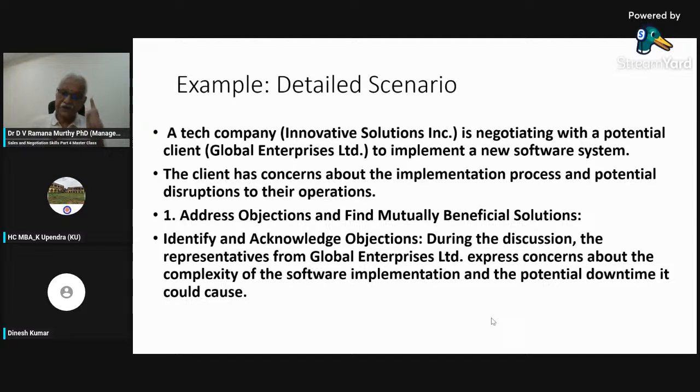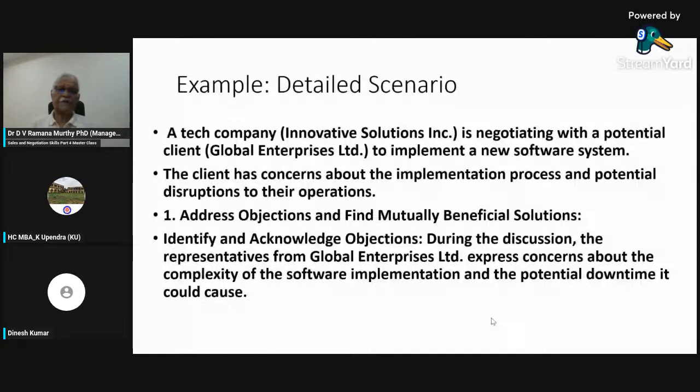So during the discussion, first of all, identify and acknowledge objections. Say, okay, sir, yes, it is a problem with regard to implementation. And also, there may be little disturbance, little disruptions in the operations, but we are going to help you a lot. So during the discussion, the representatives of the Global Enterprises Limited express concerns, and you, the salesperson from the Innovative Solutions Incorporated, can suggest how it can be implemented.